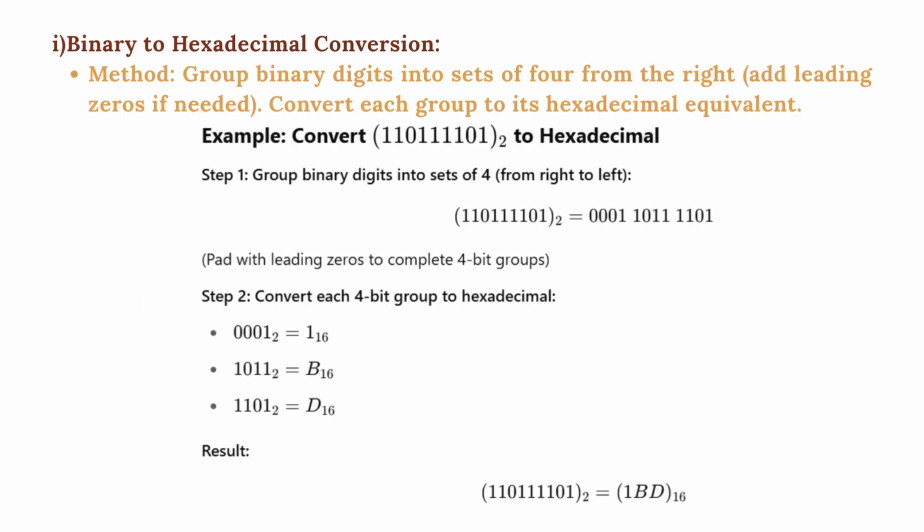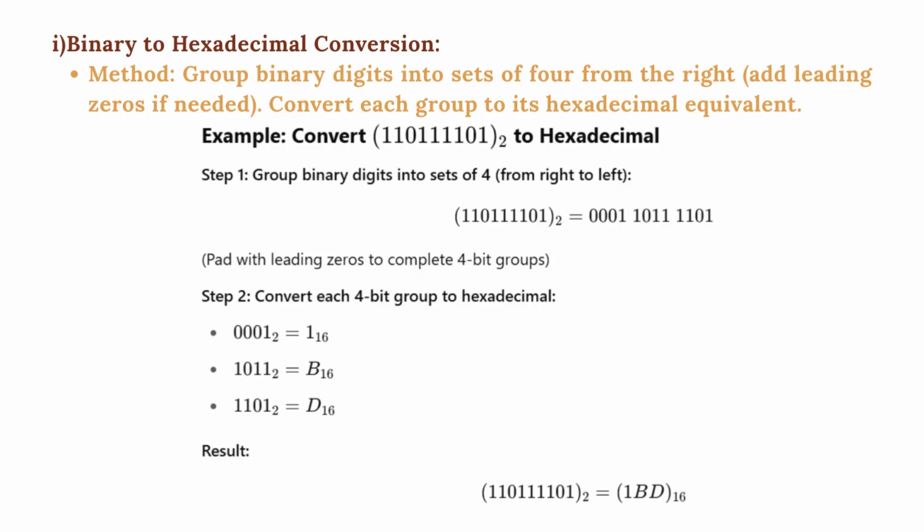Next conversion is binary to hexadecimal conversion. Group binary digits into sets of 4 from the right, add leading zeros if needed, and convert each group to its hexadecimal equivalent. For example, convert 110111101 to hexadecimal. Step 1 is to group binary digits into sets of 4, so write it from right to left: 0001, 1011, 1101, padded with leading zeros to complete 4-bit groups.